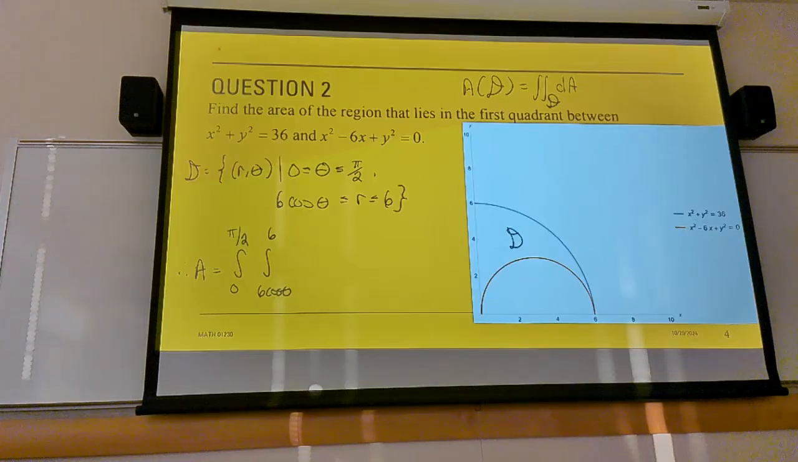Now it's just a matter of evaluating this. Is there a theta in the integrand? No. Does r depend on theta? Yes, it does, the lower bound for r. That means we can't cheat. That's a bummer. The integral, or antiderivative, of r is r squared over 2.